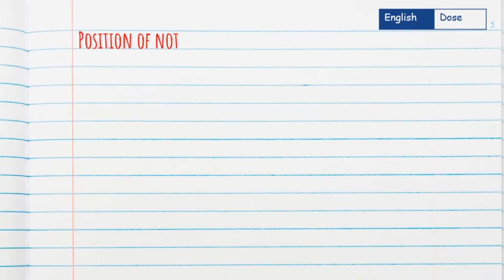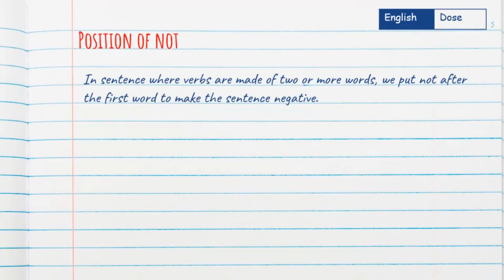Now the second rule. In sentences where verbs are made of two or more words, we put not after the first word to make the sentence negative. The verbs may be of one word, two words, or more words. If the verb is of two or more words, we put not after the first word to make the sentence negative. Let's see the example to understand. She is dancing. What is the verb here? Is dancing is the verb of the sentence.